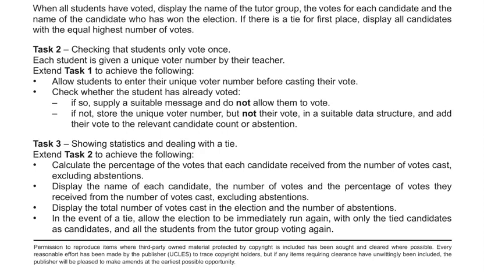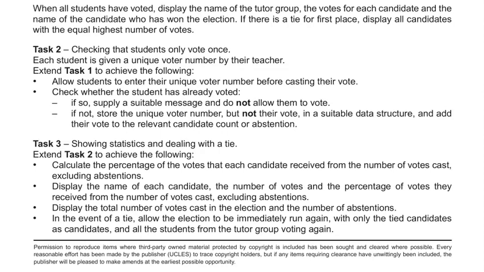we're going to check if they've already voted, and if they have, then we're going to say, sorry, you can't vote, you've already voted. And if they have not voted, then we're going to store that unique voter number but not their vote, because that would track who they voted for. But we're going to store that in a suitable data structure and add their vote to the relevant candidate count or abstention. So basically, although that sounds quite complicated, it's really simple.